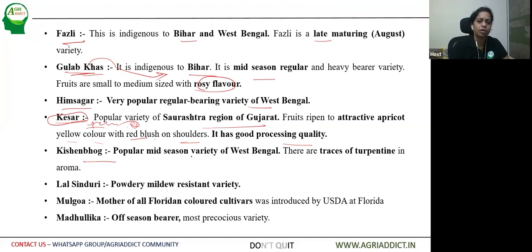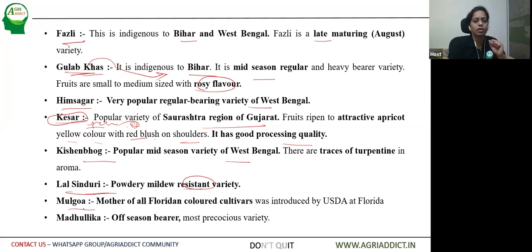Then Kishanbhog, a mid-season variety of West Bengal as well. Then Lal Sundari, resistant to powdery mildew. So some of them have negative characteristics, some varieties. If you look, the varieties resistant to powdery mildew, resistant to some of the physiological disorders, need to be taken care of. You have to remember those.